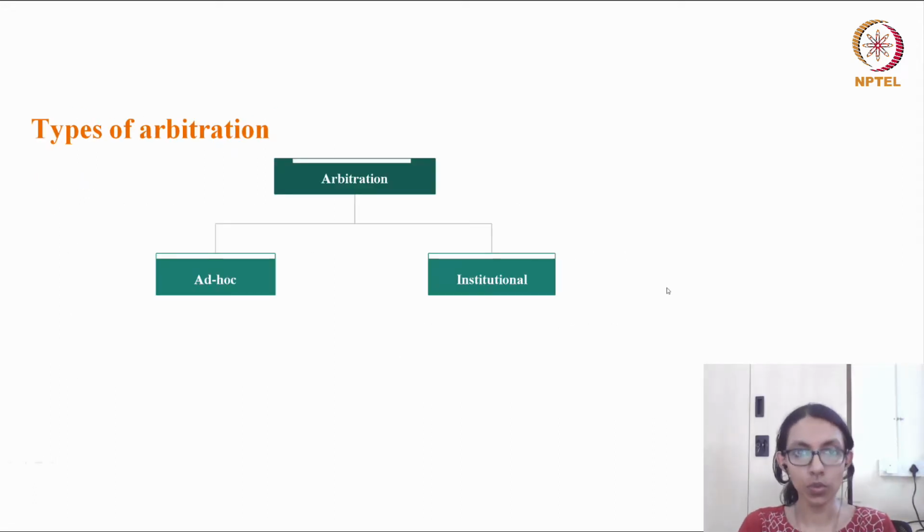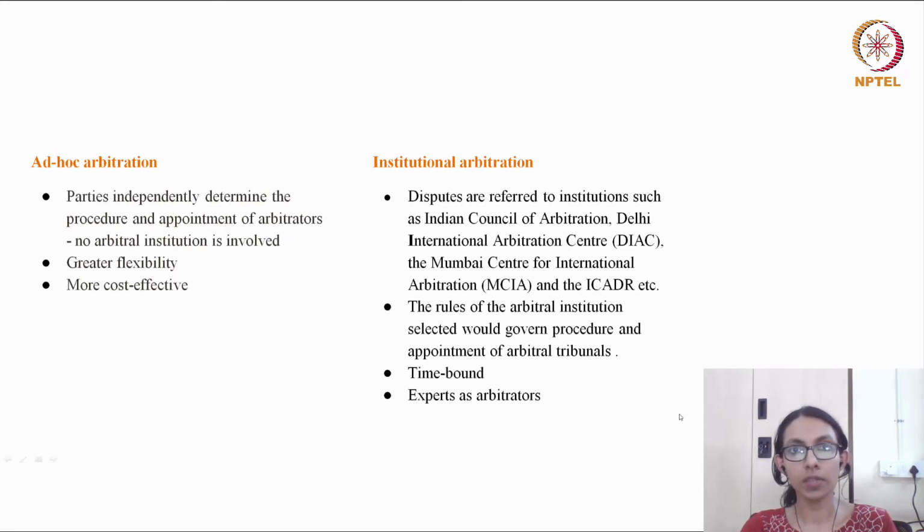Arbitration itself can be of two kinds, ad hoc and institutional. In ad hoc arbitration, the parties themselves determine the procedure that is to be followed and the number of arbitrators who have to be appointed, the manner in which the arbitrators are to be appointed, etc. And since the procedure as well as appointment are determined by the parties themselves, there is a greater flexibility in ad hoc arbitration. And it is more cost effective as compared to an institutional arbitration.